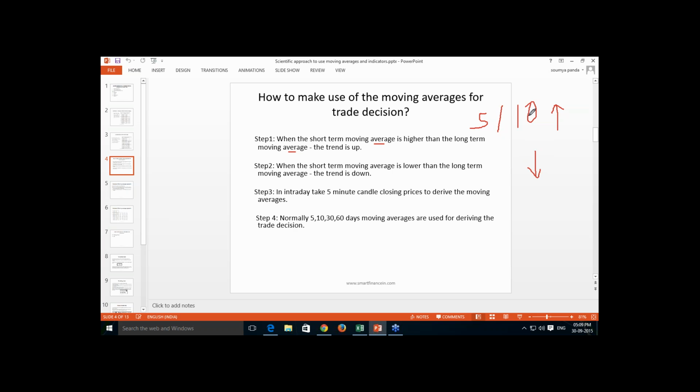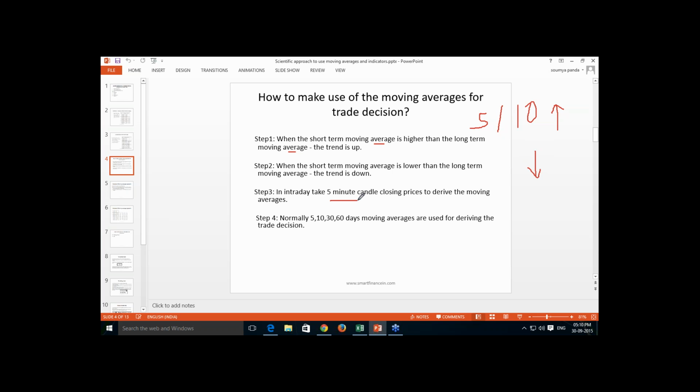Sometimes the 5 period and 10 period moving averages are equal also. At that time we say that the trend is neutral, and we have to wait some more time for clarity on the trend. Here you can take the 5-minute closing prices to derive the moving average, or you can take the 1-minute candle closing to derive it, whatever is feasible.